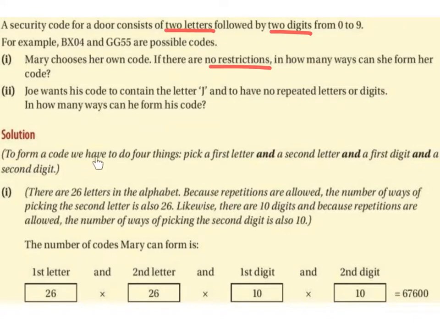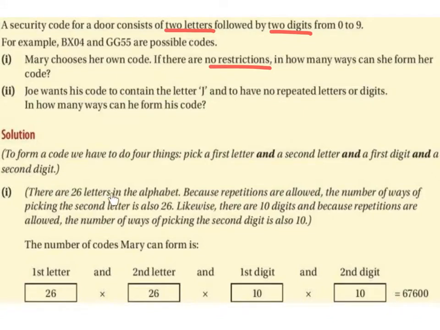So, to form a code, we have to do 4 things, because remember, the codes consist of 2 letters and 2 digits. So that's 4 in total. We pick a first letter and a second letter and a first digit and a second digit. And remember, and means multiply.